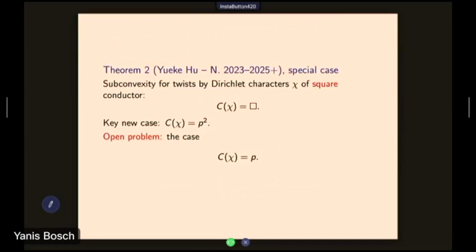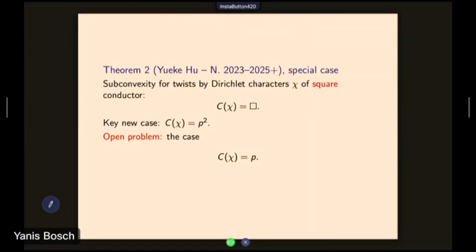So there was one paper a couple of years ago and another paper earlier this year, is that we can do this provided that the conductor of the Dirichlet character is a square. Okay, we could also do it if it were a power of a fixed prime. That's kind of still fairly close to the earlier result. So the key new case that we were able to work out is when the conductor is, for instance, the square of a prime number, where the prime number is varying and tending off to infinity.